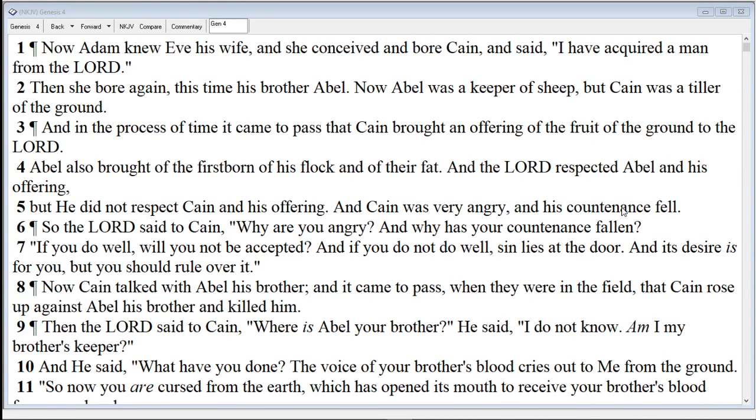Now Adam knew his wife Eve, and she conceived and bore Cain, and said, I have acquired a man from the Lord. Then she bore again, this time his brother Abel.